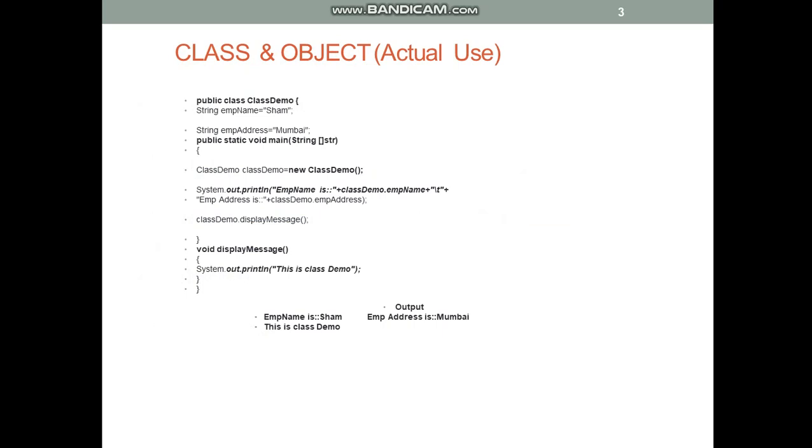I've declared and initialized those two attributes, and in the main method I've created an instance of it, and I just printed the name and address of the employee, and given a call to the display message. Display message is just a simple method that displays the message. This is ClassDemo. As you can see, the output is presented on the screen.